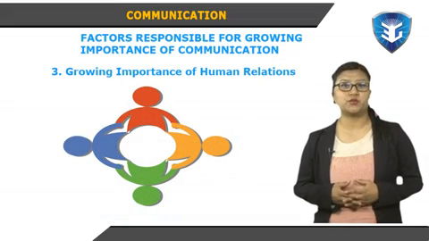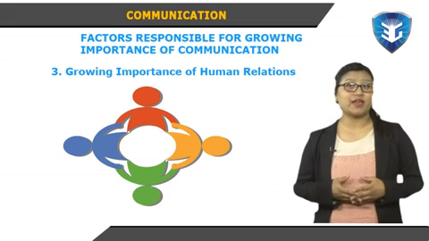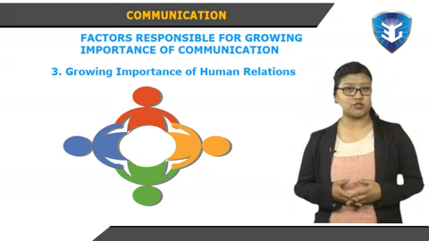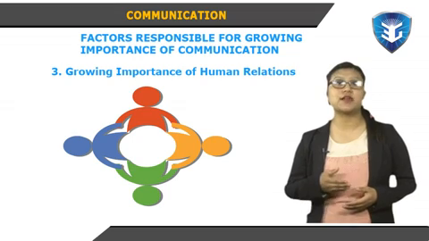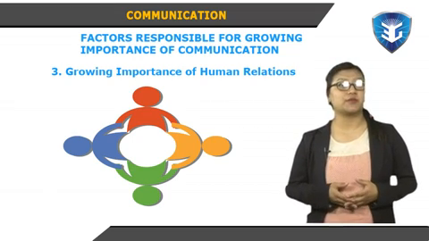Growing importance of human relations. Workers in an organization are not like machines. They have their own hopes and aspirations. Management has to recognize them and should work with the spirit of integration so that human relations may be maintained.